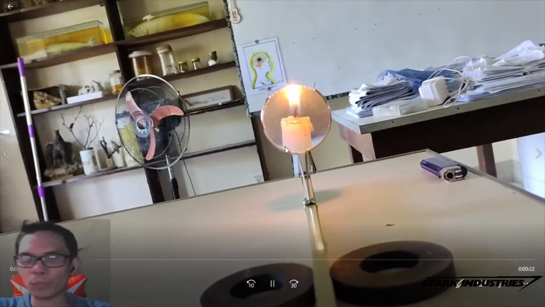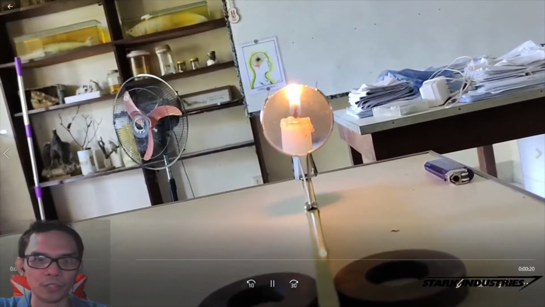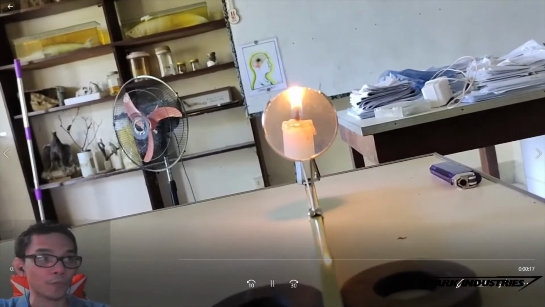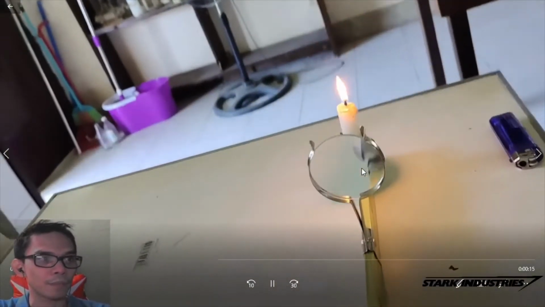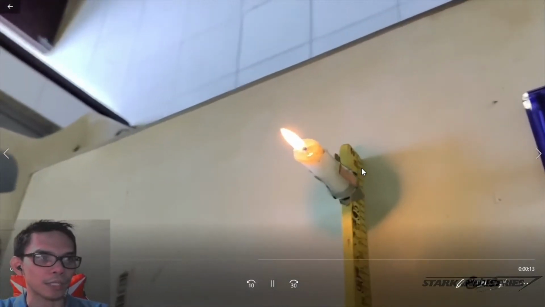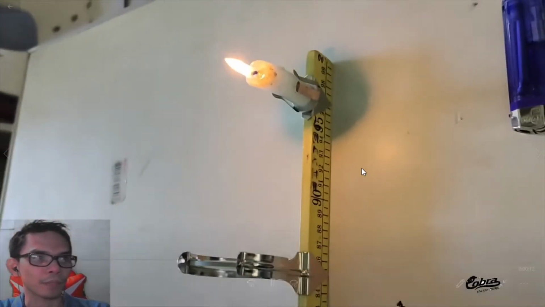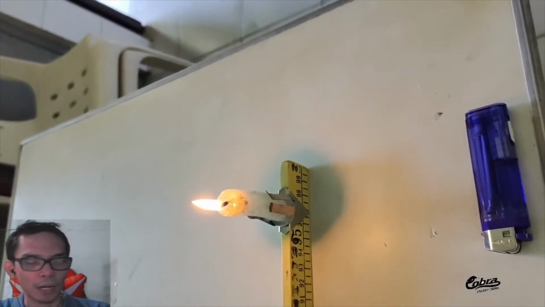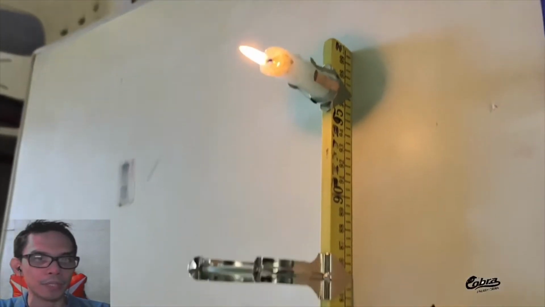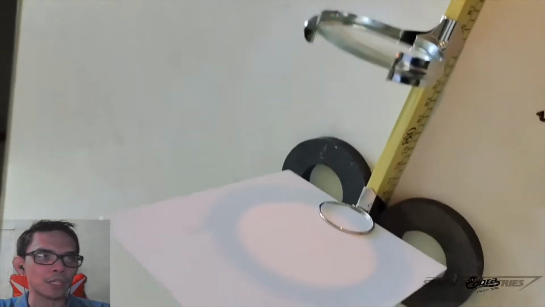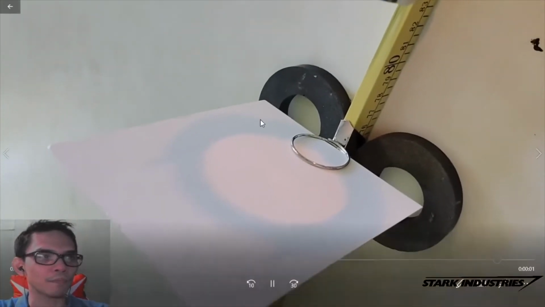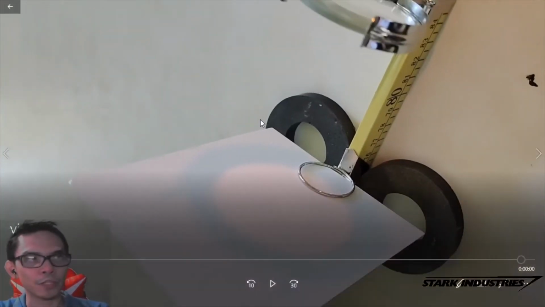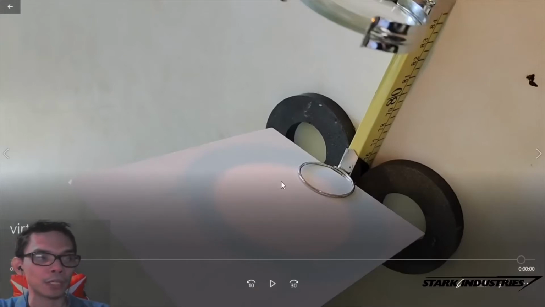What we have right here is the virtual image of your mirror. As you can see right here, that's the object, the candle. And as I've said earlier, the images that are produced virtually cannot be projected to the screen.